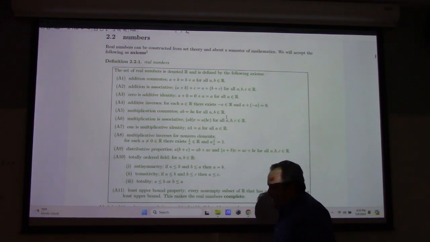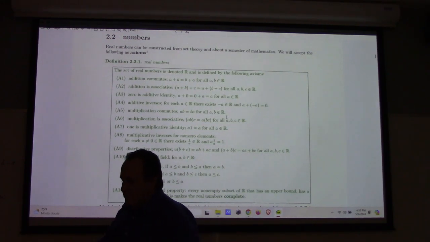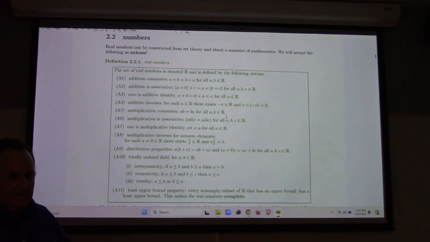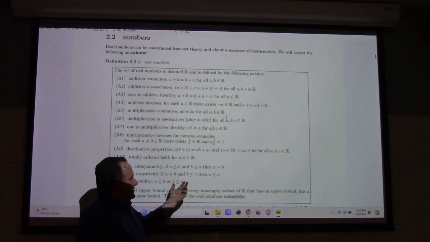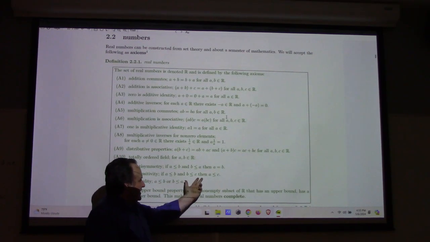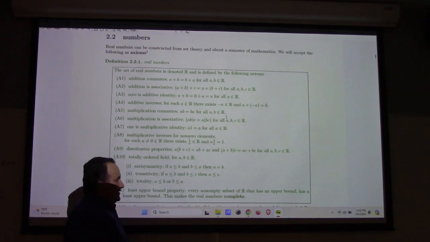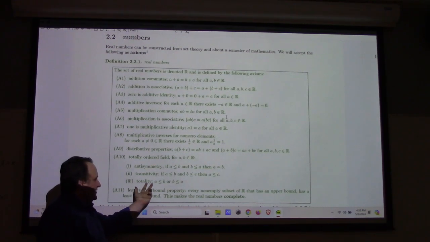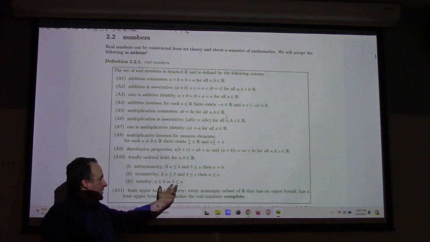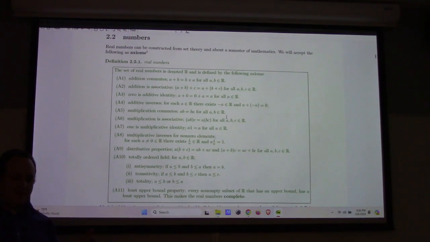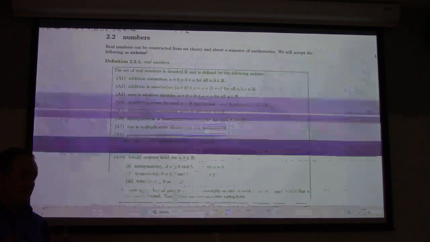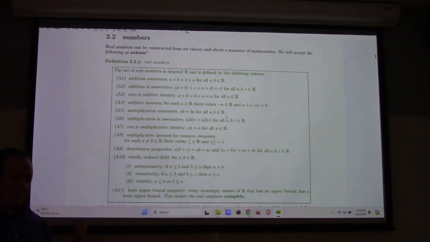In short, the real numbers are a set which allows addition, multiplication, and it's a totally ordered field. What that means is that if you have a less than or equal to b and b less than or equal to a, that forces a equals b. If you have a less than or equal to b, b less than or equal to c, that forces a less than or equal to c, the transitivity of inequality, and totality, namely that either a is less than or equal to b or b is less than or equal to a. Or is the mathematical or, so it could be both. But if it is both, it forces a to be equal to b according to the other axiom.